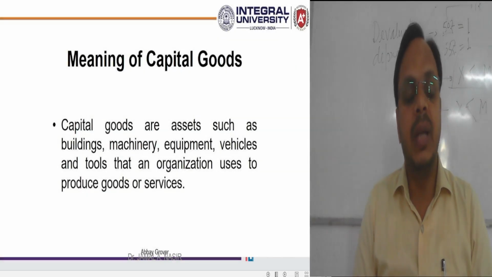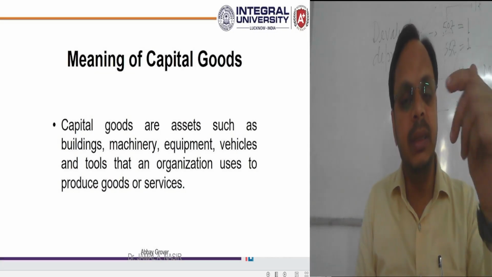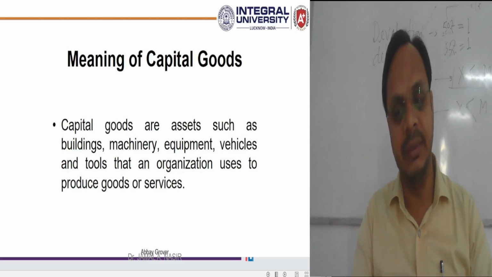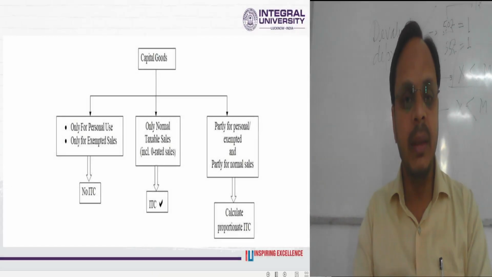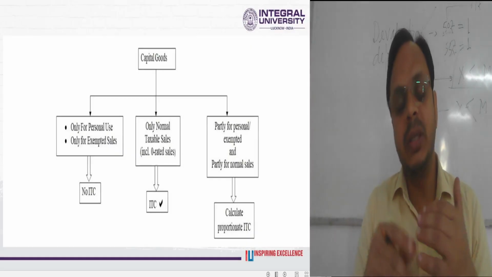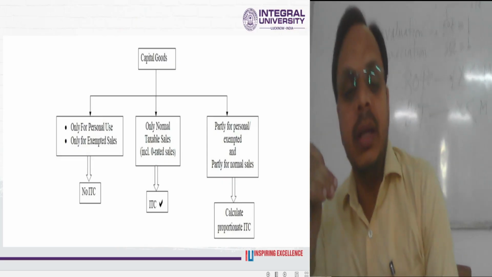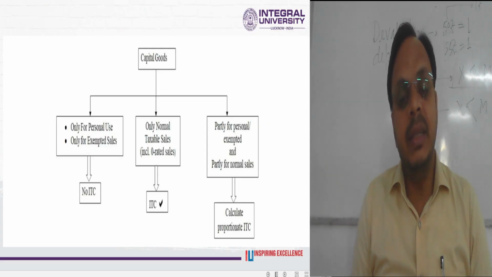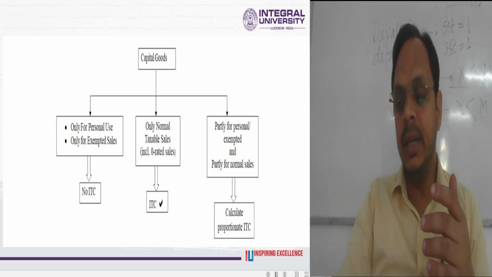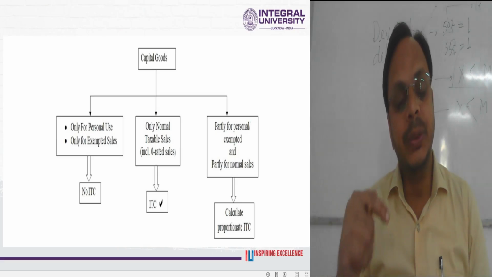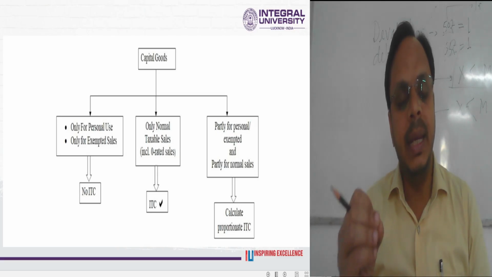Moving ahead, capital goods are just mentioned here. What are capital goods? Assets such as buildings, machinery, equipment, vehicles and tools that an organization uses to produce goods or services are known as capital goods. In respect of capital goods, ITC, input tax credit, is allowed only for normal taxable sales, or where goods are partially used for personal or exempted supply and partially for normal sales. Further, if any assets like a building, car, machine or furniture are used only for personal use or exempted supply, the concept of ITC will not be applicable.